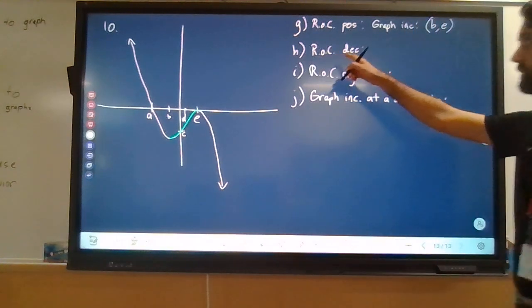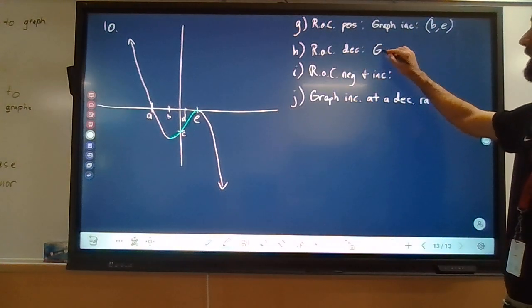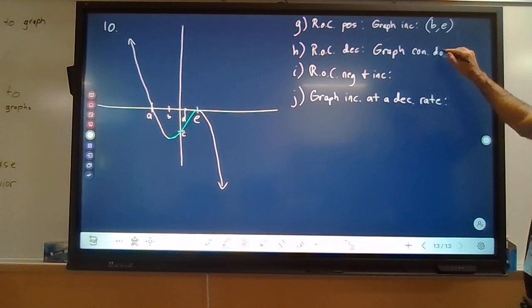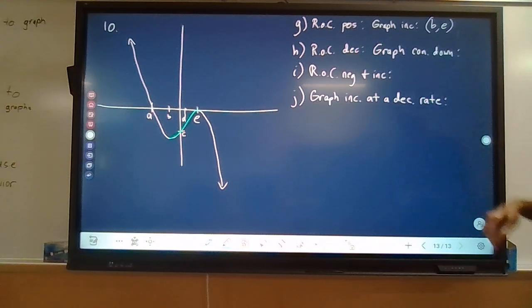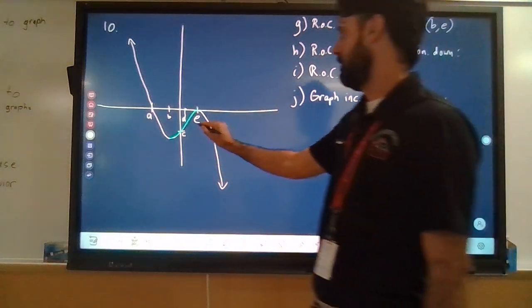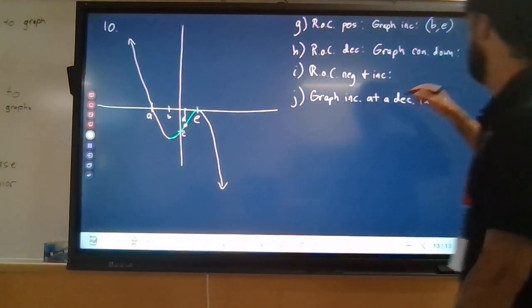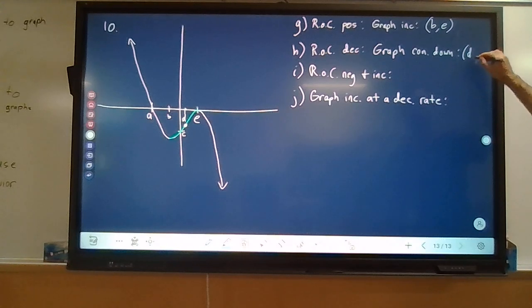All right, now this one, rate of change decreasing. We have to know that really means when the graph is concave down. So when's the graph concave down? Well, it starts at D and it never stops. So we're going to say from D to infinity. Again, the x coordinates are what we're listing here.